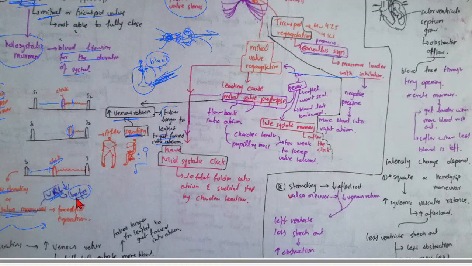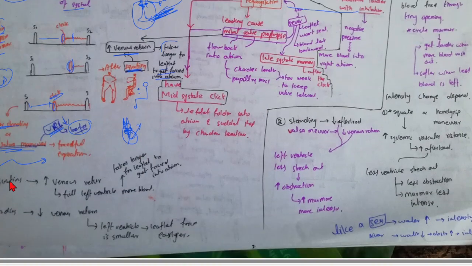For example, if the venous return decreases, less blood comes to the heart, so the leaflet moves out early because there is less blood and it can contract easily. The leaflet moves toward the outside at an early time, and this creates an early click. So this is the early click and the late click.